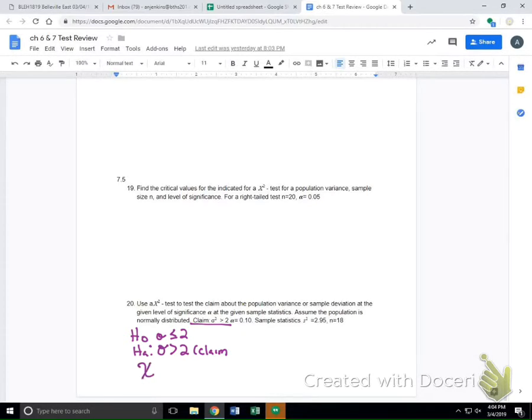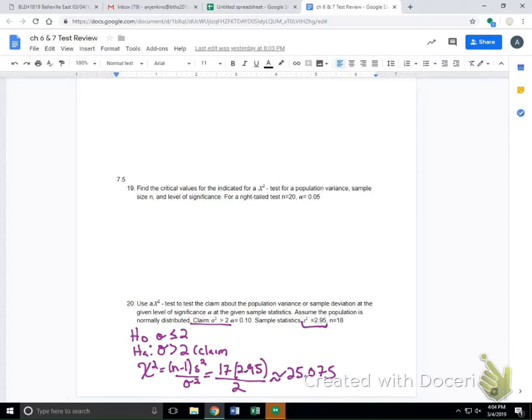We're going to calculate our chi-squared value, which we use that n minus 1 times s squared all over sigma squared. This is going to be 17 times. We ended up with s squared right here, 2.95. And then this one we see is 2. When you put this in there, you end up with 25.075.